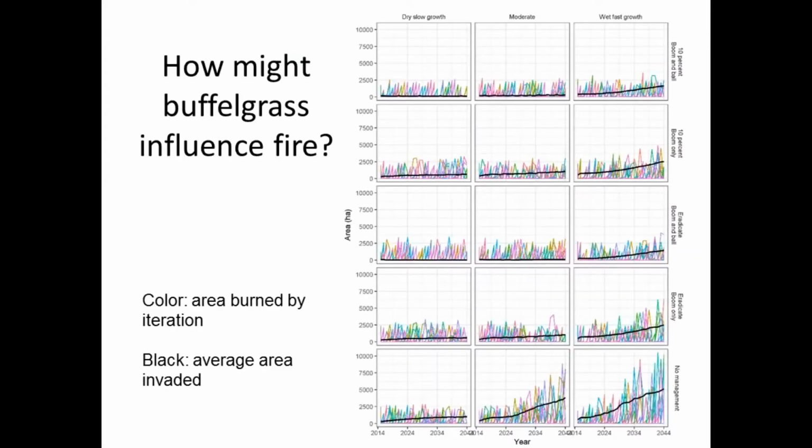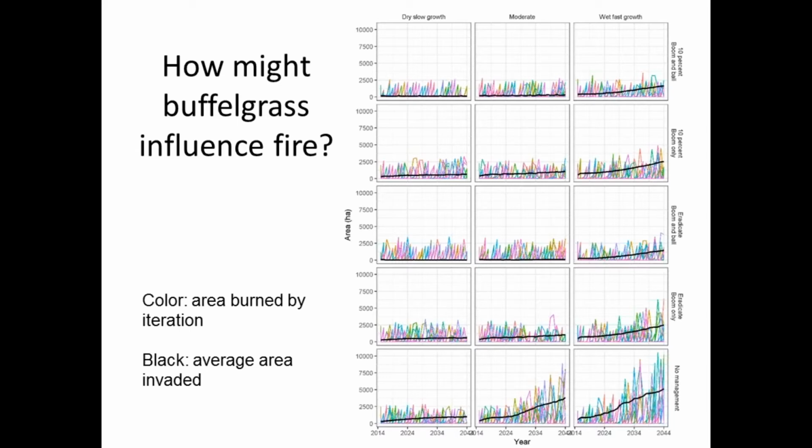And so with the outputs from FARSITE, this is showing how bufflegrass might affect fire. The colored lines in the graph represent the area burned by iteration. So you can see there's a lot of stochasticity in what burns, but it's pretty similar as far as the amount between them. And then the black line shows average area invaded.